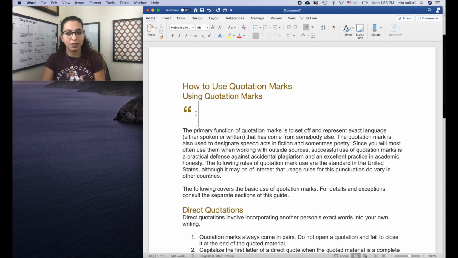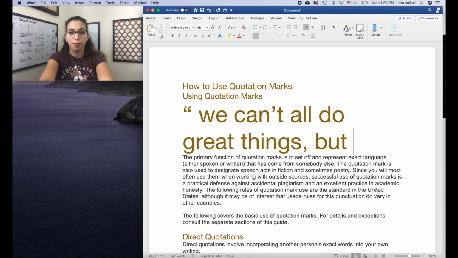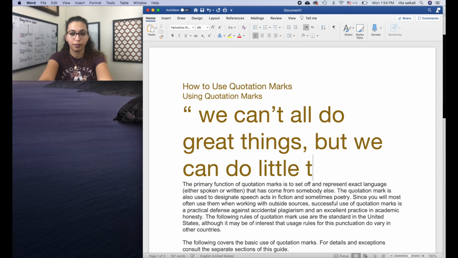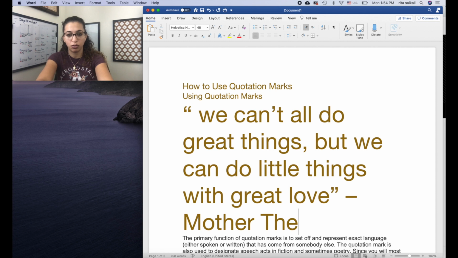So let's say, for example, Mother Teresa. You guys know Mother Teresa. I think a lot of people do. She's the little nun with white and a blue sash. She won the Nobel Prize. She used to say, not all of us can do great things, but we can do little things with great love. If I want to quote that, I would put in this quotation mark, and then I would type in what she said: we can't all do great things, but we can do little things with great love. And then I will end with another quotation mark, and I would say, Mother Teresa.